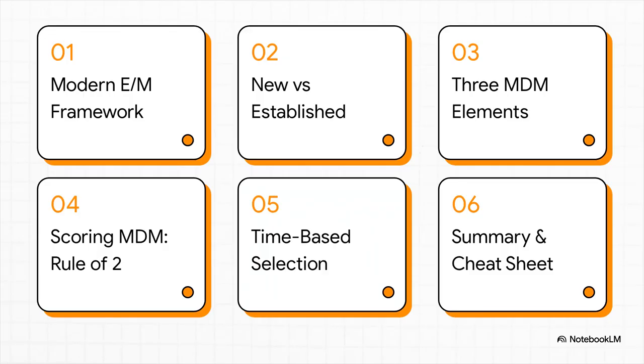Okay, let's look at the syllabus for today. We've got 1. The modern E&M framework. 2. New versus established patients. 3. The 3 MDM elements. 4. Scoring MDM with the rule of 2. 5. Time-based code selection. And 6. An EM summary and cheat sheet. Grab your notes, let's get into it.